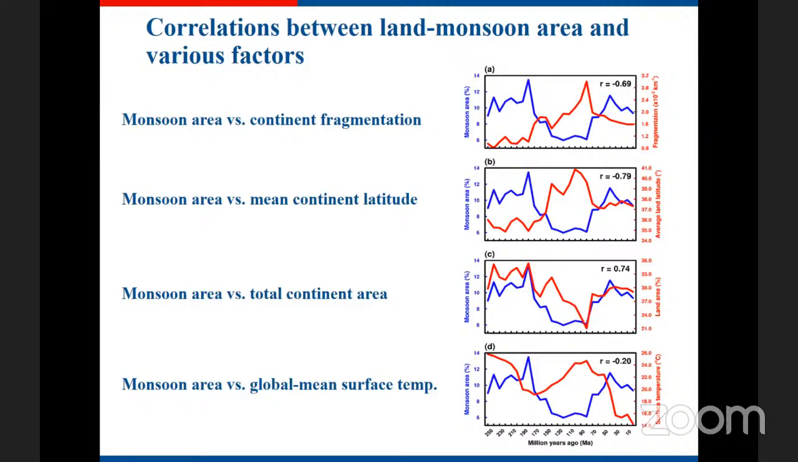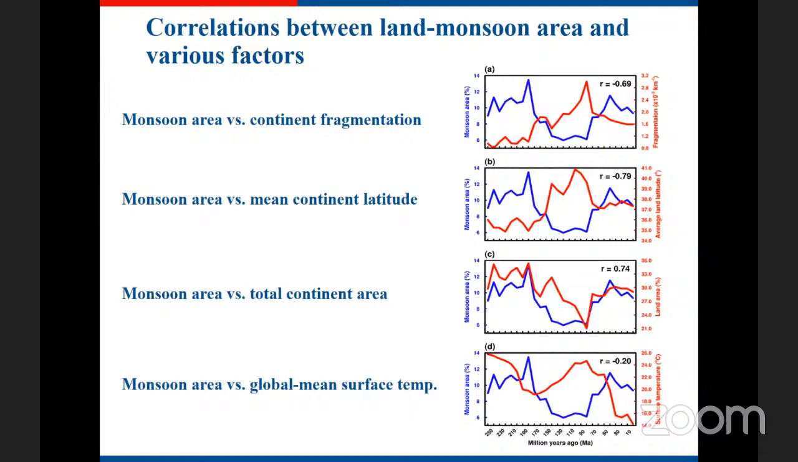North of 35 degrees north, or south of 30 degrees south, the monsoon areas are smaller. Then for this parameter, the total monsoon area, we look at how the monsoon area is correlated with the total continental area. We can also see that if the total continental area is small, the monsoon area is also small.